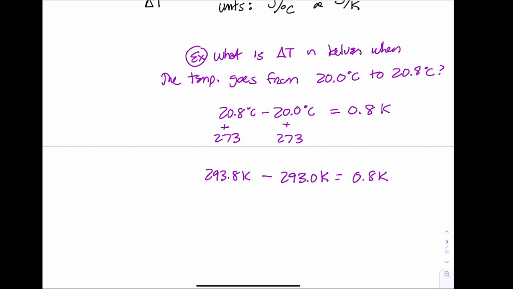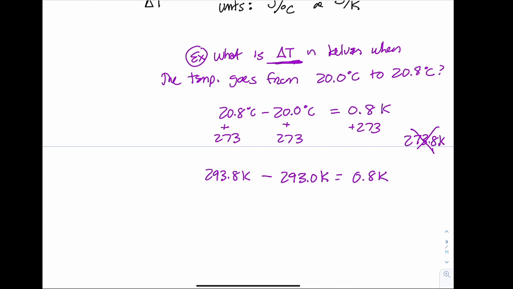It doesn't matter because I would add 273 to this number, and then I would add 273 to this number, and then when I subtract them, the 273s kind of negate each other, right? What I see people do, and this is where you're going to go wrong, is they add 273 to this, and they say the change is 273.8 Kelvin. That's incorrect, right? My change, delta T, is 0.8. So I actually don't need to change the temperatures from Celsius to Kelvin if I'm solving for a temperature change, right? If that makes sense.